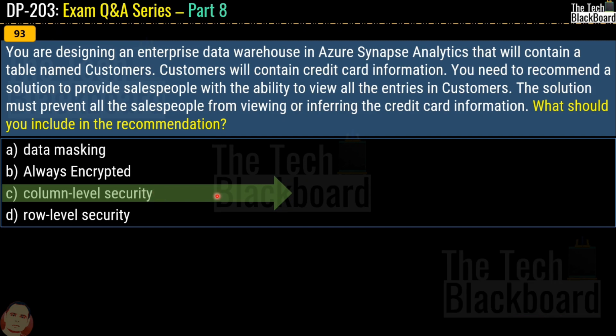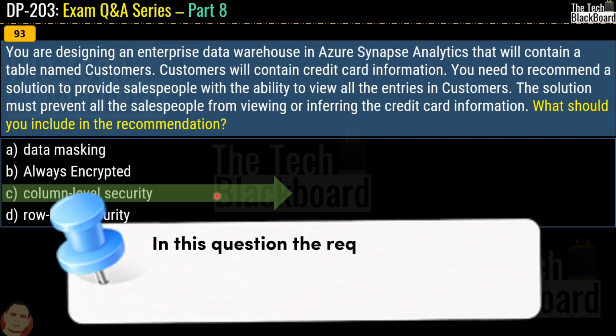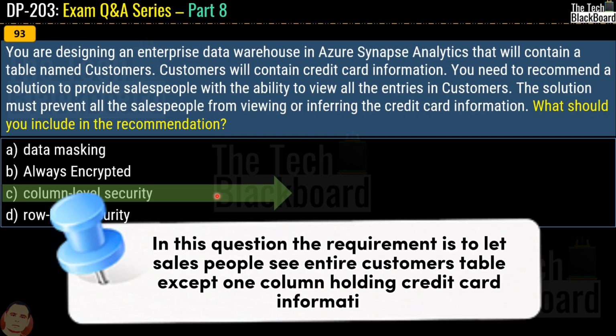And the reason is that in question number 21, we were to hide some part of the phone number, but here we want to enable the salespeople to view all the entries of the entire customer table. But there is an important catch here. We also want to restrict them from viewing the credit card number. So basically, we are looking for the column level control. Once again, we want to enable salespeople to view the entire customer table. However, we want to restrict them from viewing the credit card information. So one column of the customer table needs to be restricted.